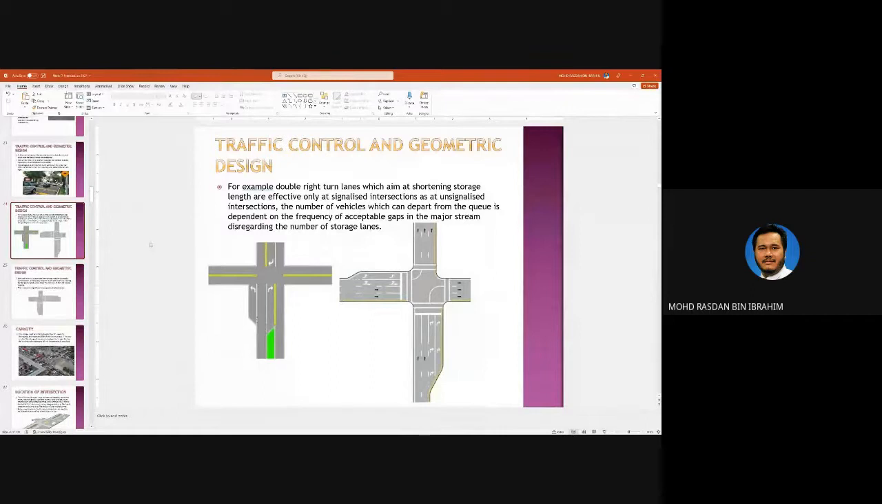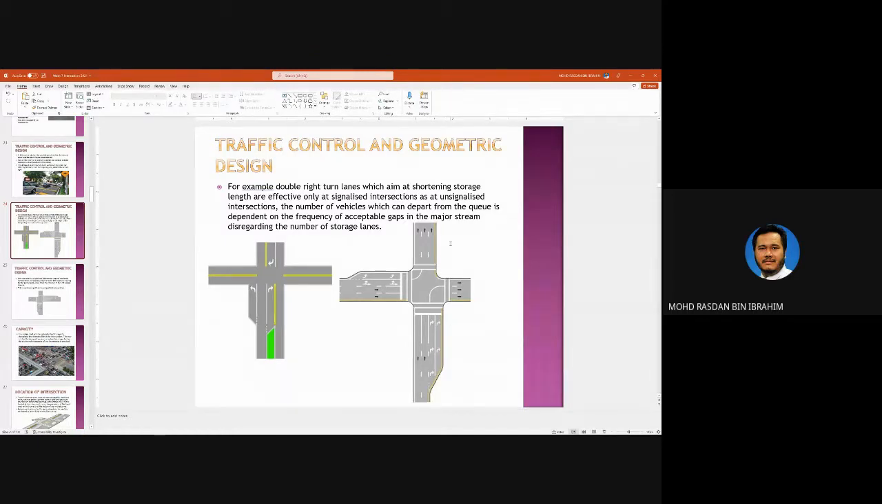For example, double right turn lanes, which aim to shorten the storage lane, are effective only at signalized intersections. At an unsignalized intersection, the number of vehicles which can depart from the queue is dependent on the frequency of acceptable gaps. So there is no use providing a double right turn lane here if the intersection is unsignalized, because this is not a good example actually.